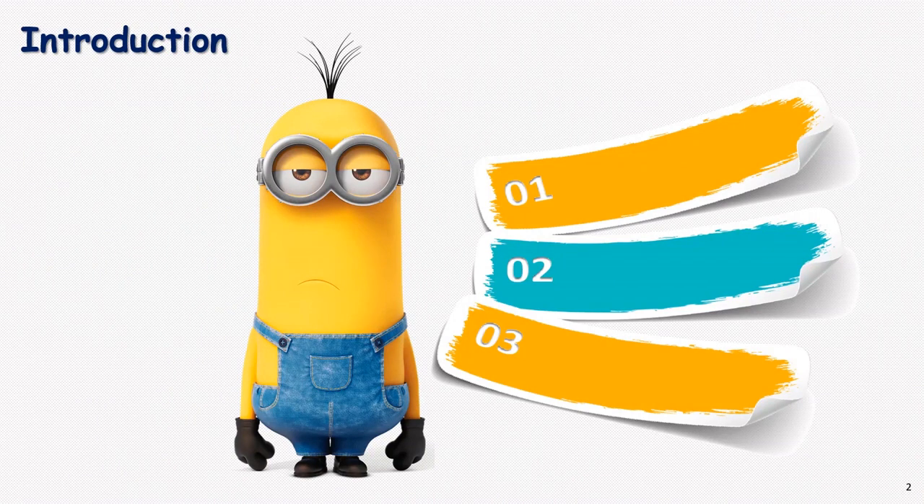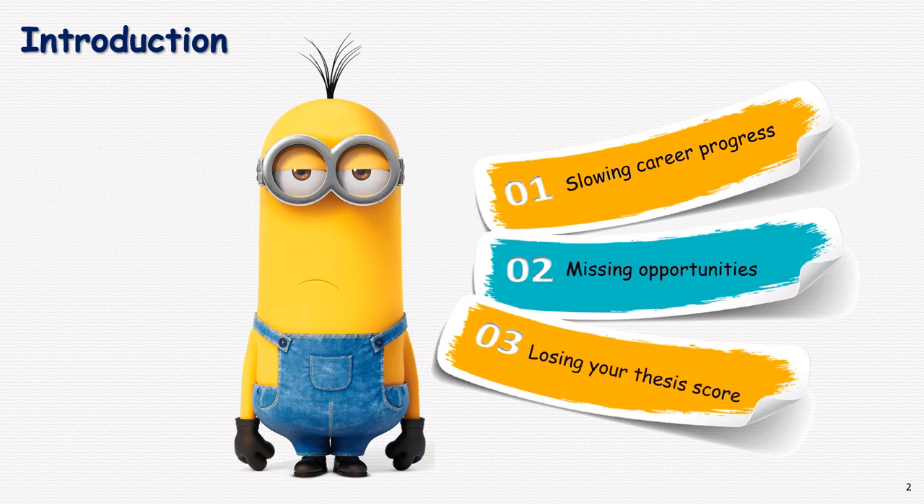Choosing the right academic journal as the primary step in the manuscript submission process prevents the common mistake of editorial rejection of a manuscript before peer review. If you can't choose the best journal for your manuscript, you will come across several issues such as slowing career progress, missing opportunities and positions, and losing your thesis score.